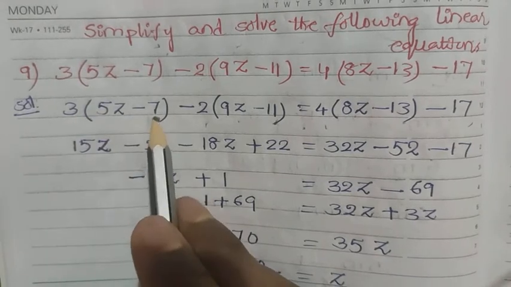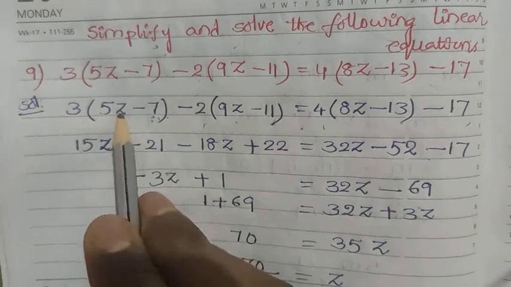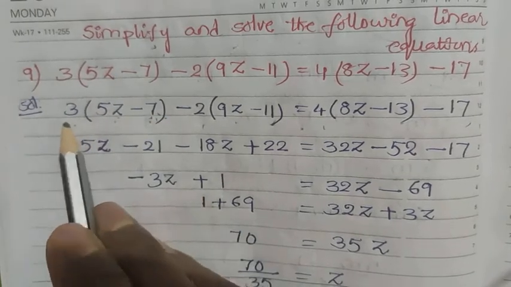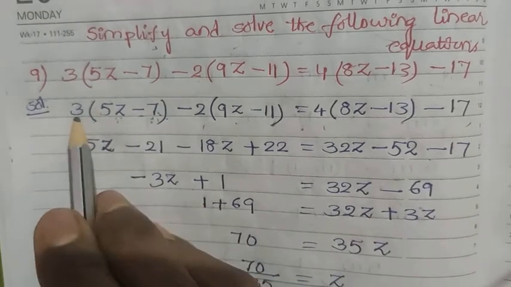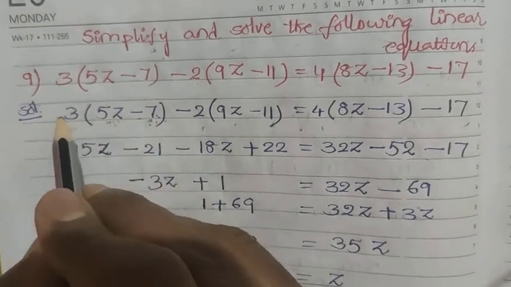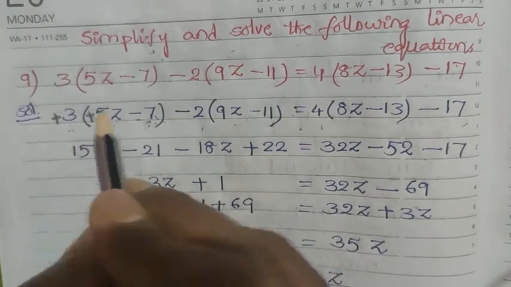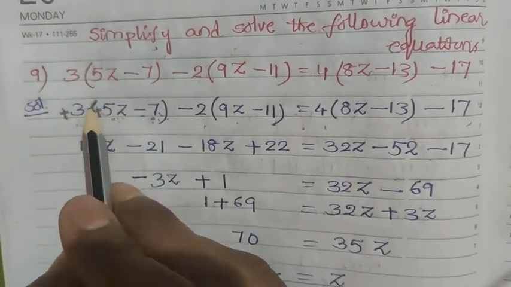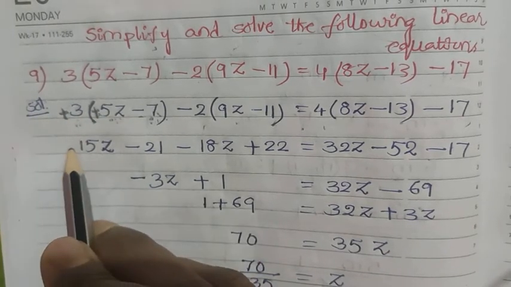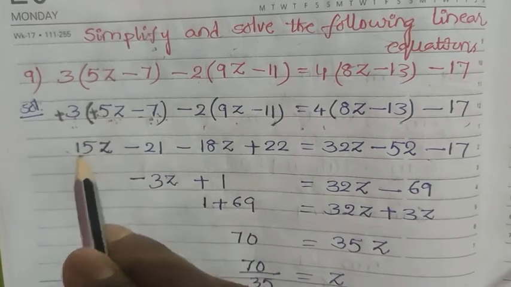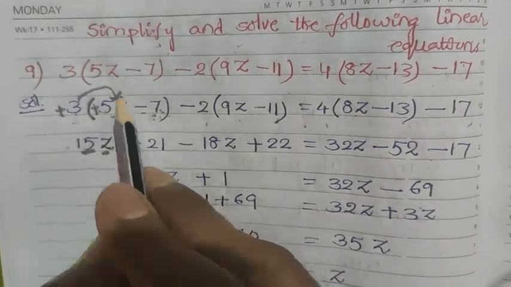This bracket consists of two terms, one is 5z and another is minus 7. Both the terms are multiplied with the 3. So 3 into 5z minus 7. 3 is multiplying both the numbers. First, this is 3, which means plus 3. This is 5z, which means plus 5z. Plus, bracket is nothing but into. Plus into plus is plus only, so we are not writing it. 3 into 5 is 15z. So this is completed.